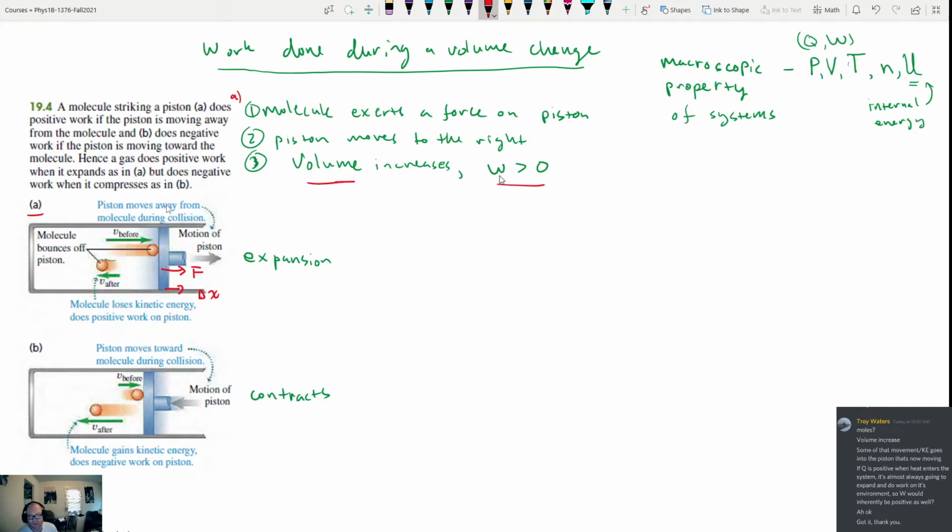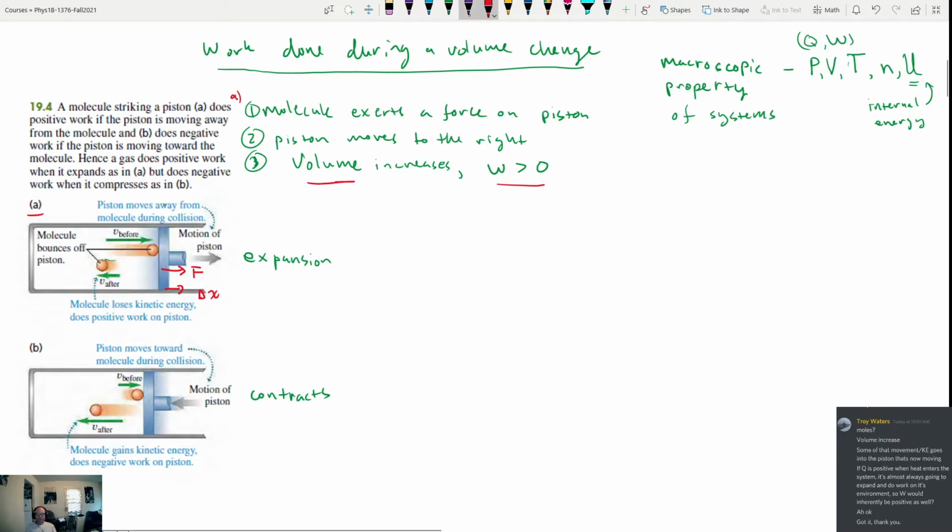So in the case of like the popcorn expands and it pushes the lid up, that's an obvious situation where Q is positive and W is positive as well. There's going to be other situations where Q may be positive, but a lot of that energy may go into the system itself in the form of internal energy, like temperature increase, right? Okay, so volume increases, W is greater than 0, that's part A.